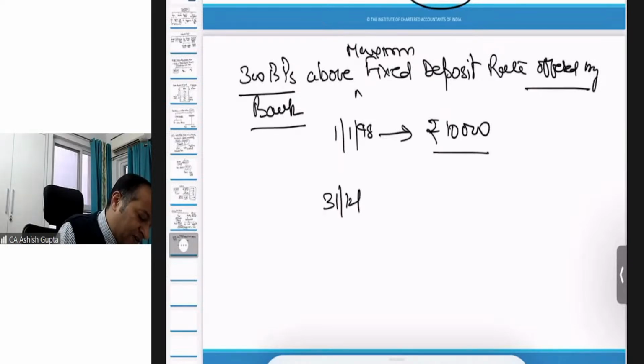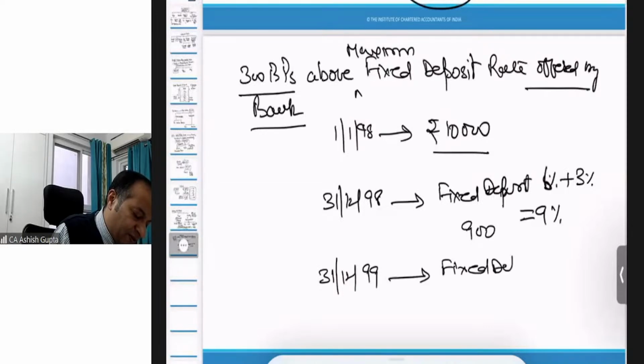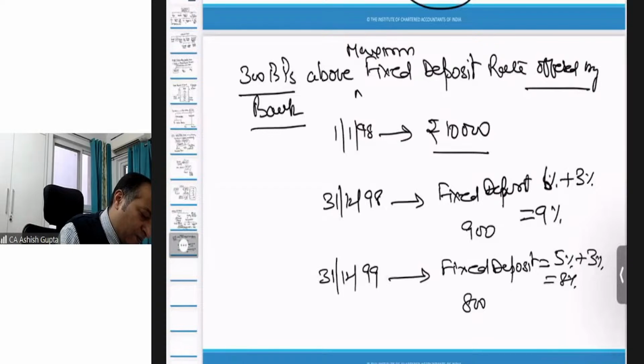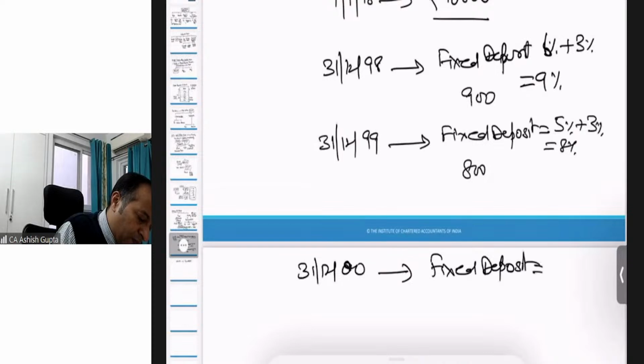Now on, say, 31st March 1998, the fixed deposit rate, suppose, is 6%. So they will pay you interest of 9%. Accordingly the amount will come to 900. Now on, say, 31st December 1999, the maximum fixed deposit rate is, say, 5%. So accordingly they will pay 800 because it comes to 8%. Similarly, on 31st December 2000, the FD rate has become 5.5%. So accordingly they will pay you.